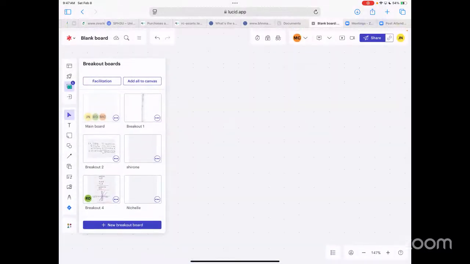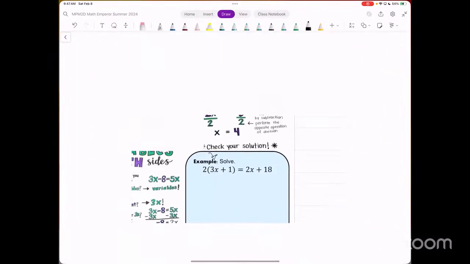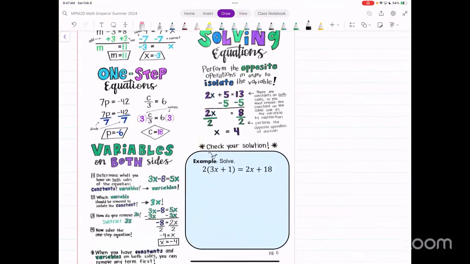Okay. Can you guys take the breakout room and try to solve this equation? 2 times (3x plus 1) is equal to 2x plus 8.